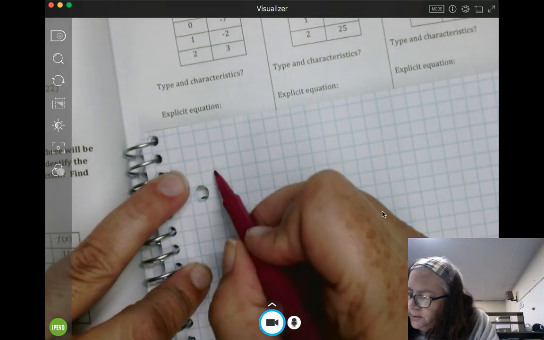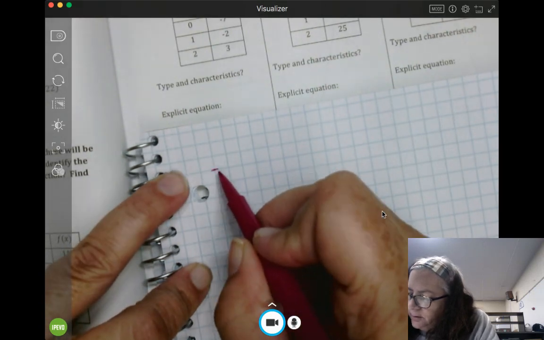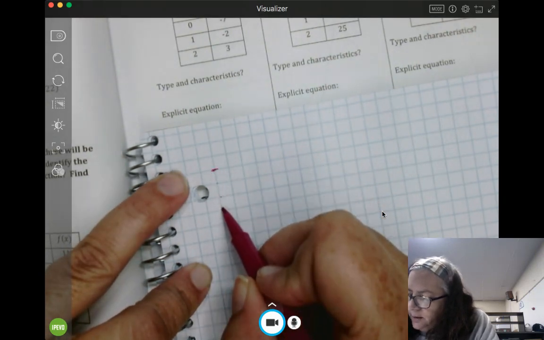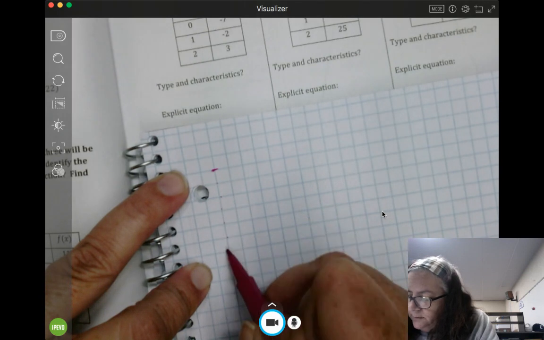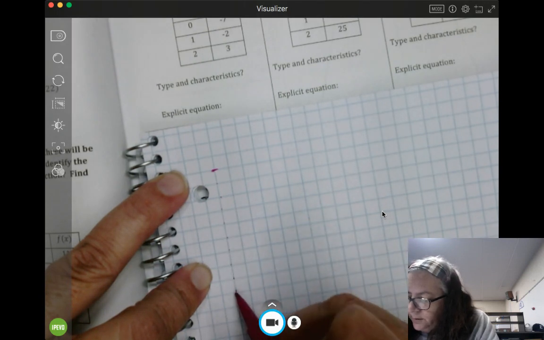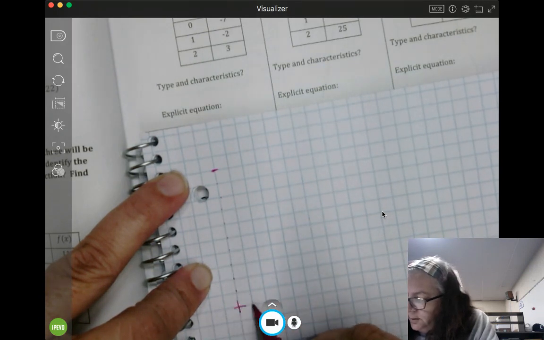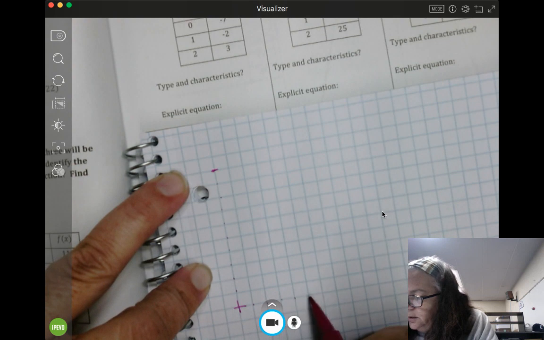So I'm just going to draw, here's the top, 10, 9, 8, 7, 6, 5, 4, 3, 2, 1, 0. And then 1, 2, 3, 4, 5, 6, 7, 8, 9, 10. Okay, so that's how much space they gave me.